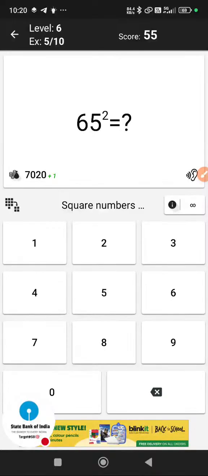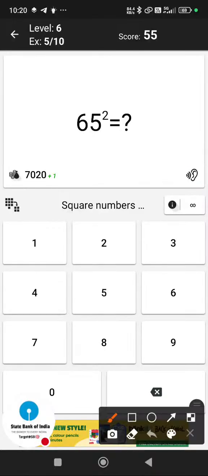65 squares. It will be 76 times. 42. 76 times, which will be 42.